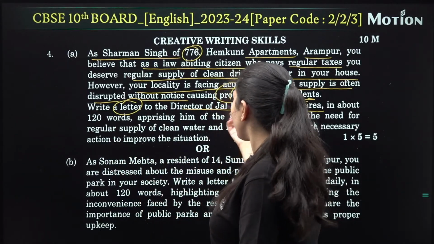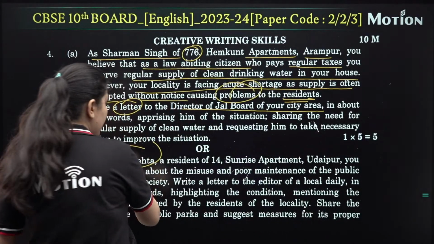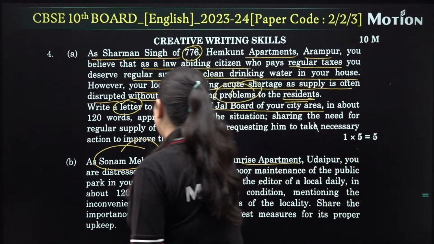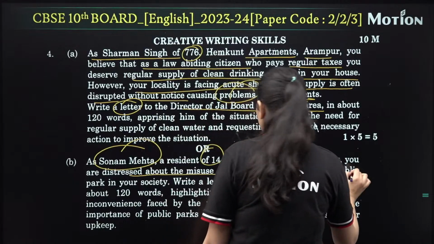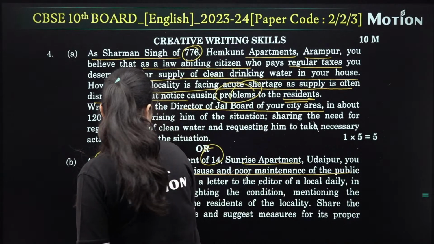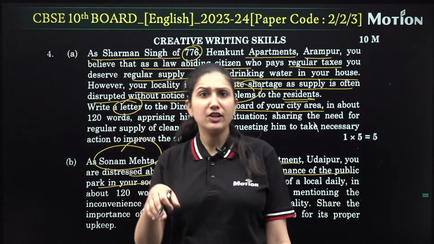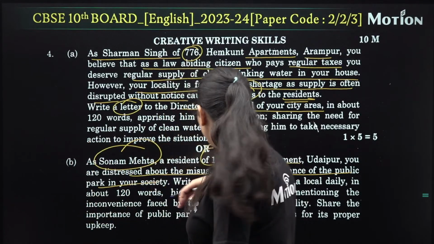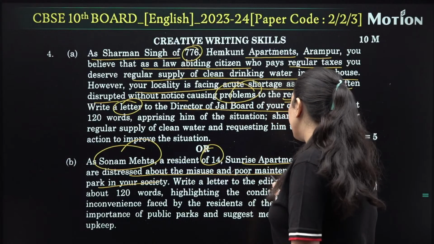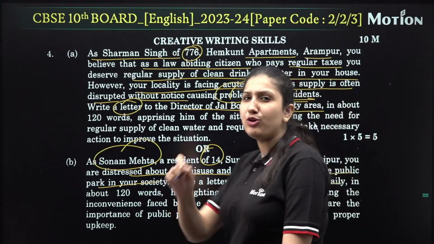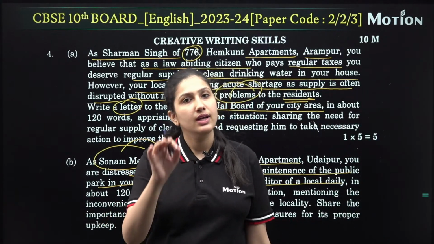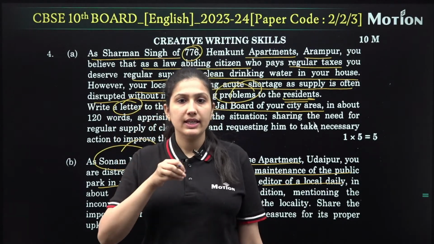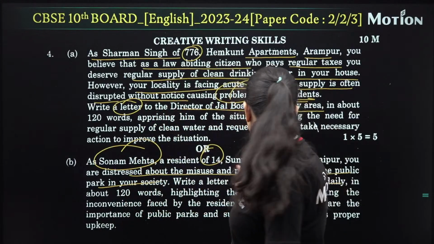Either this or, as Sonam Mehta, a resident of 14 Sunrise Apartment, Udaipur, you are distressed about the misuse and poor maintenance of the public park in your society. So public parks are there in your society, but they are not well maintained. For that, you have to write a letter to the editor of a local daily. I told you in the revision time also, the letter to the editor will come, and this is easy. If you opt for this, it is comparatively easier than the other.